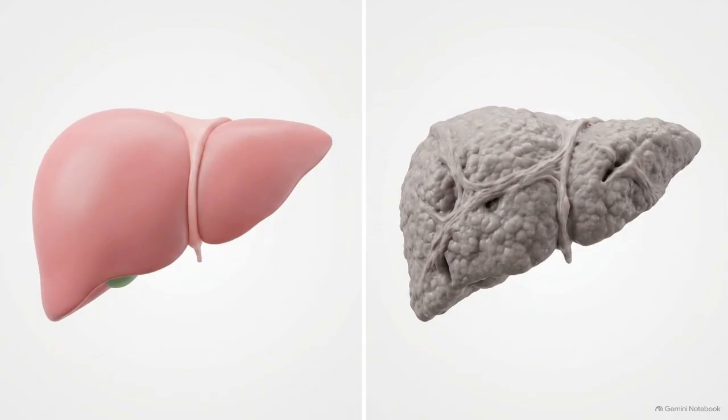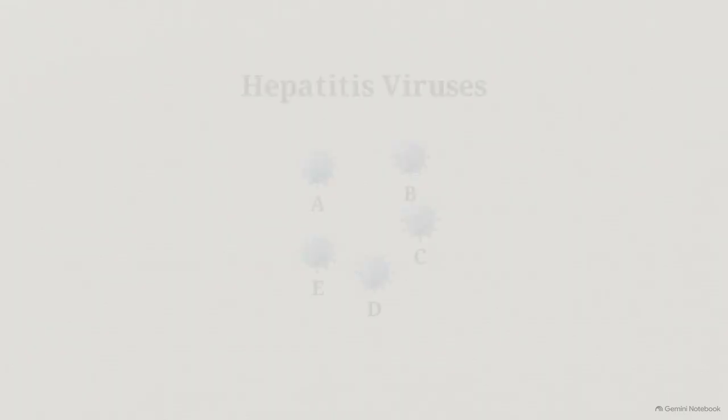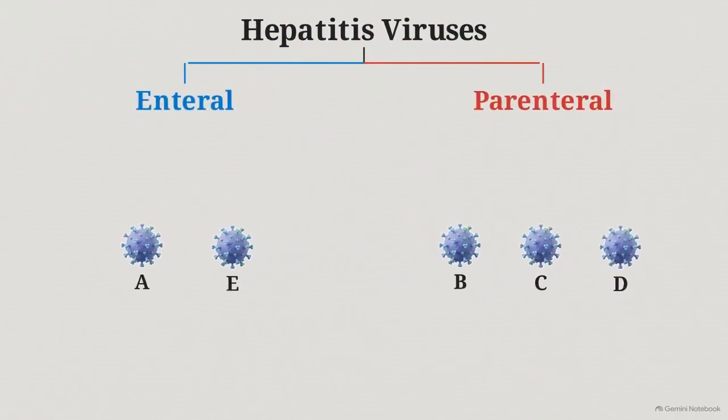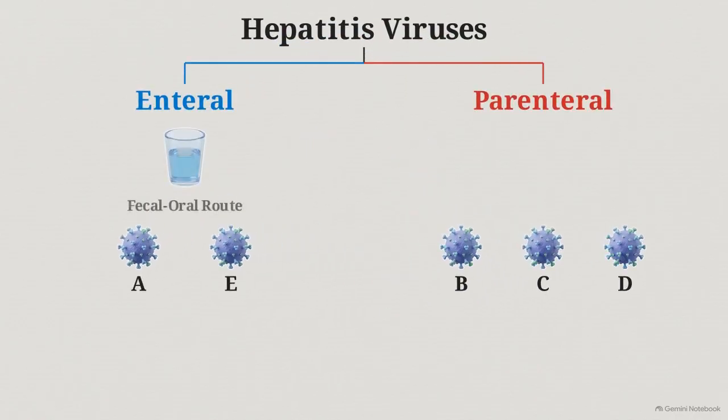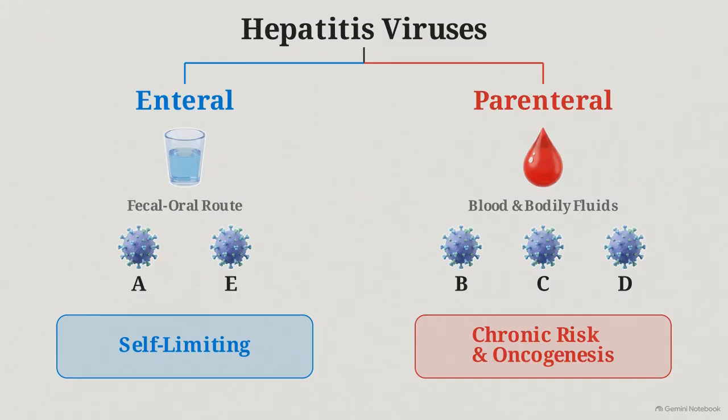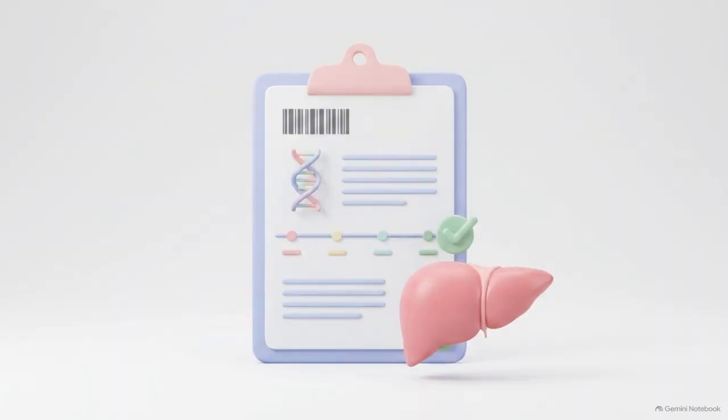These uniform acute symptoms make it difficult to distinguish between infections that resolve on their own and those that lead to chronic liver failure. To predict clinical trajectory, we categorize these viruses by transmission vectors, enteral and parenteral. Enteral transmission via the fecal-oral route typically results in an acute, self-limiting disease. Parenteral transmission through blood and bodily fluids carries a high risk of chronic infection and oncogenesis. Identifying the specific viral strain allows clinicians to project the patient's biological timeline and the likelihood of future organ failure.